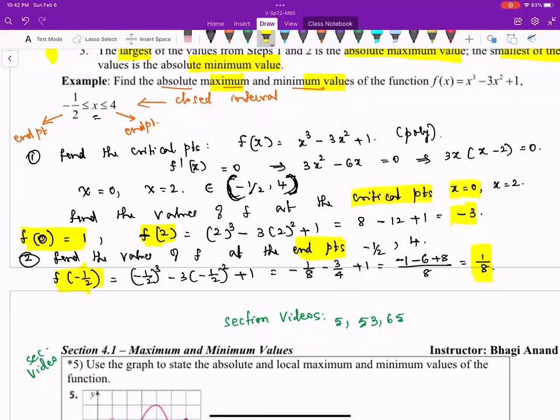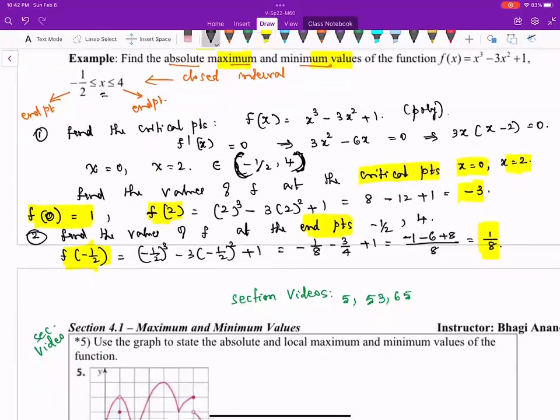The critical points are done. What is the last endpoint that we have to check? f at the final endpoint, the right endpoint, which is 4. So that will be 4^3 - 3 times 4^2 + 1, which is 64 - 48 + 1. That will turn out to be 17. So we have got all the values that we want.